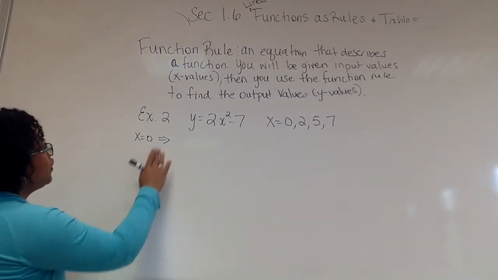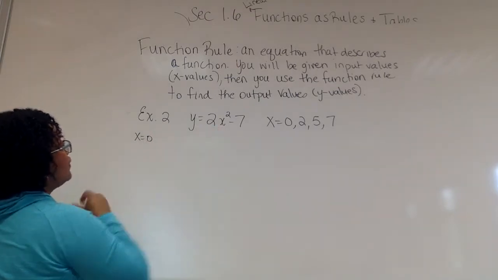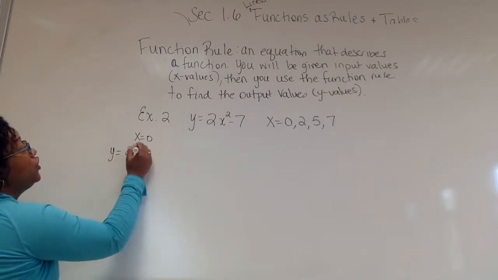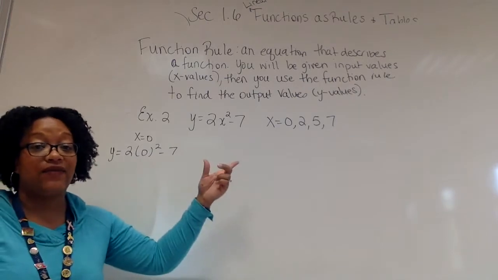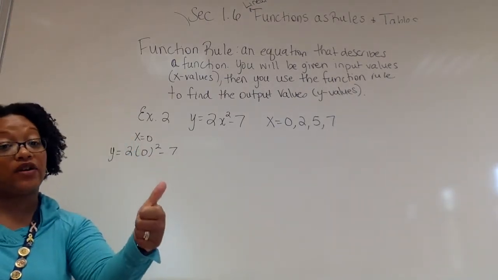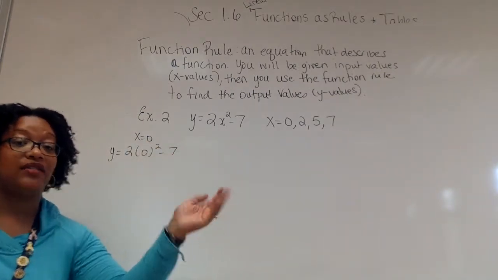So for the first one, I'm doing x equals 0. So I'm going to plug in 0 right here where I see the x. So that's going to be y equals 2 times 0 squared minus 7. Now remember, we said in the last video, we went through our PEMDAS. We're squaring our x first, then we're multiplying by 2, and then we take that product and subtract 7.